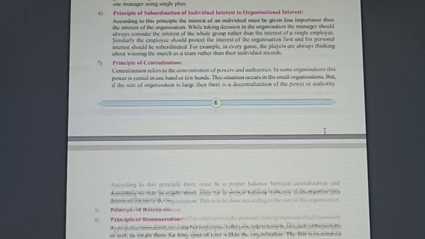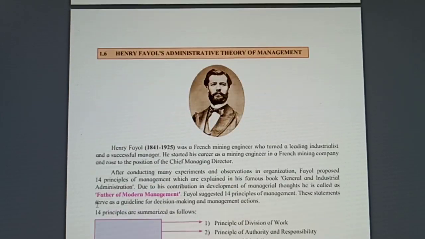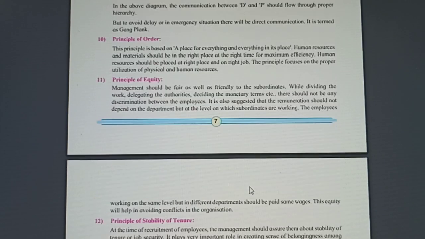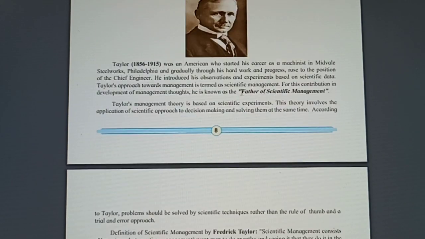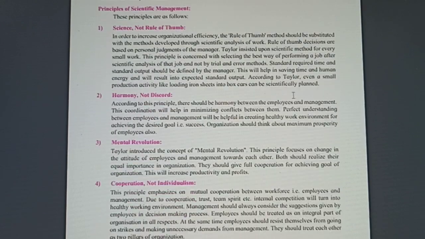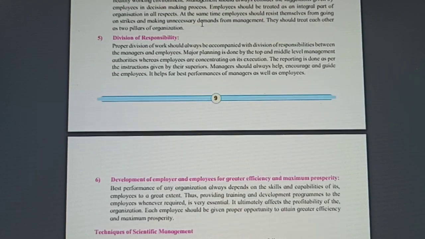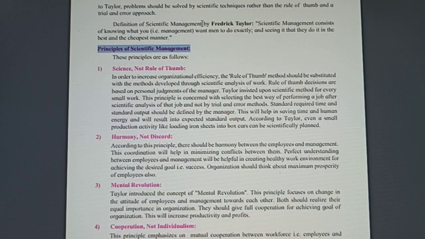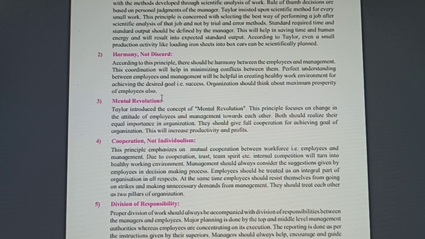First above we saw what? Henri Fayol. Henri Fayol is known as the father of modern management. But here, as you can see, F.W. Taylor is called the father of scientific management. So what were his principles? Principles of scientific management. There are only 6 principles here. You can do any 5. You can do the whole 6 also for a 5 marks question.